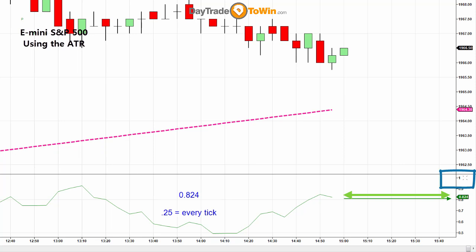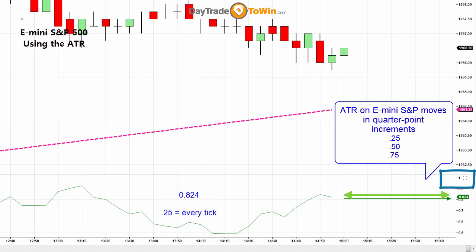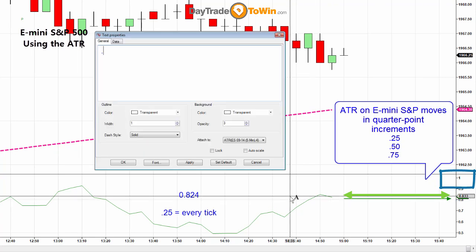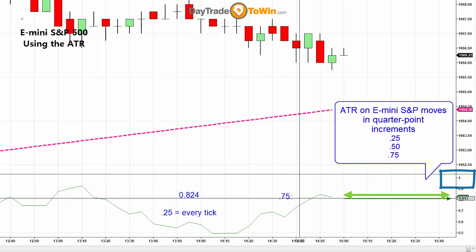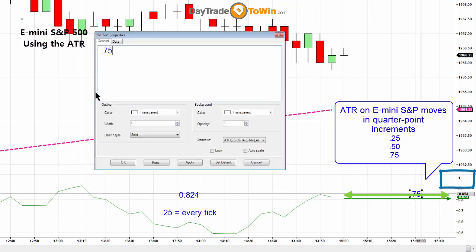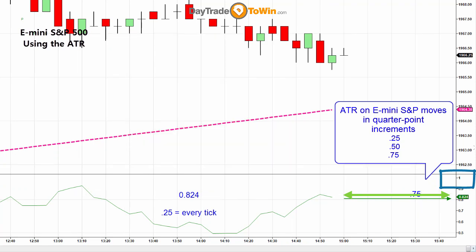If you're looking to understand what 0.824 is, you have to think about what this market is showing me in the smallest increment, which is in ticks. It happens to be quarter point increments, so 25, 50, 75. This is the equivalent, if you round down, to 0.75. So 0.824 would equal three-quarters of a point, or 3 ticks.